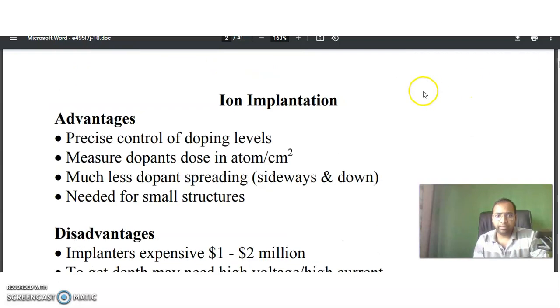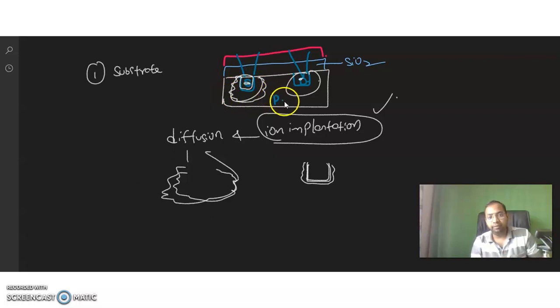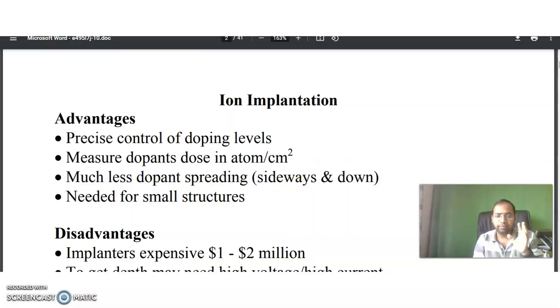So coming to the advantages, we checked the precise control of doping levels, what I said previously. So measure the dopant's dose in atoms per centimeter square. Less dopant spread sideways and down. Less dopant spread means, see, in the diffusion process, a huge spread will happen. That means if it is a required part of the diffusion, this entire part will be diffused. But in ion implantation, there is no spreading and all these things. We will get the fine doping. Okay, so it is a major advantage.